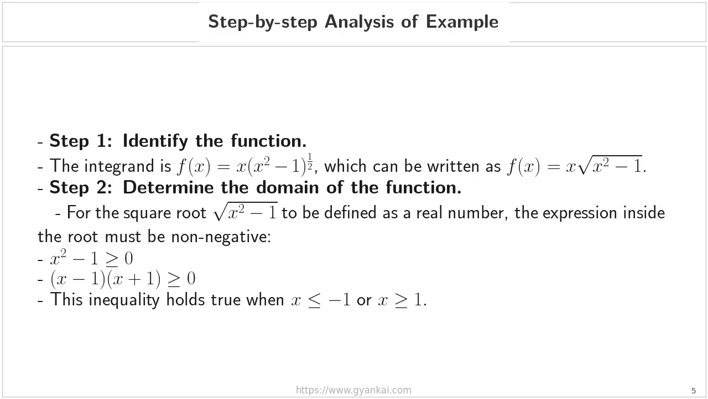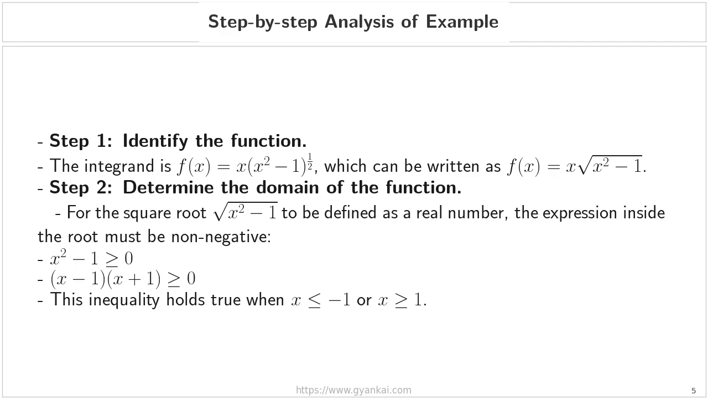Step 2, determine the domain of the function. This is where things get a little more careful. The domain of a function is simply the set of all possible x values for which the function produces a real number output. In this case, we have a square root. You'll recall that the square root of a negative number isn't a real number, it's an imaginary number. Therefore, to ensure our function remains within the realm of real numbers, the expression inside the square root, that's x squared minus 1, must be greater than or equal to 0.